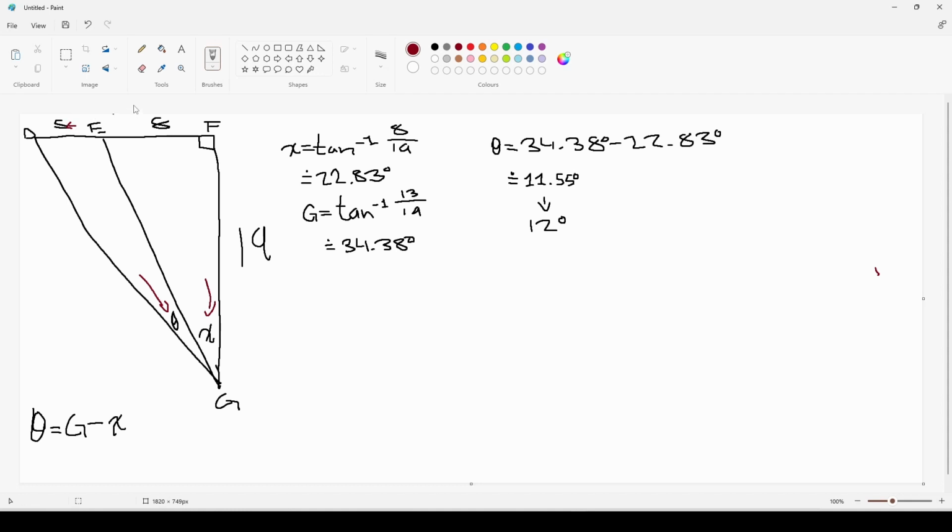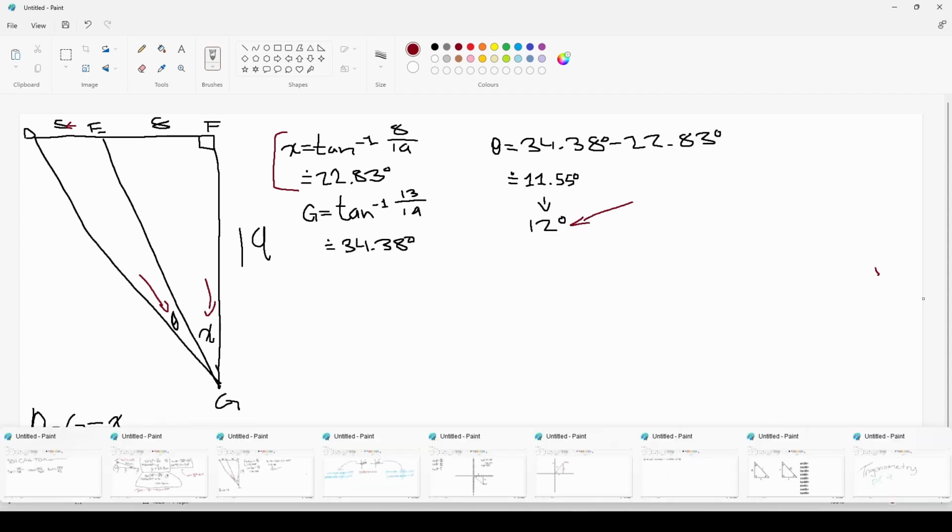And we can do the exact same thing with our g value, but only add this 5 to the numerator, because we are looking at the full triangle. In this first part here, we were kind of just ignoring this, but now we want to know the value of the full triangle, which is going to be the inverse tangent of 13 over 19, which gives us a value of 34.38 degrees. And then we just find our theta by taking our g value and subtracting our x value, and then rounding to the nearest degree to give us about 12 degrees.